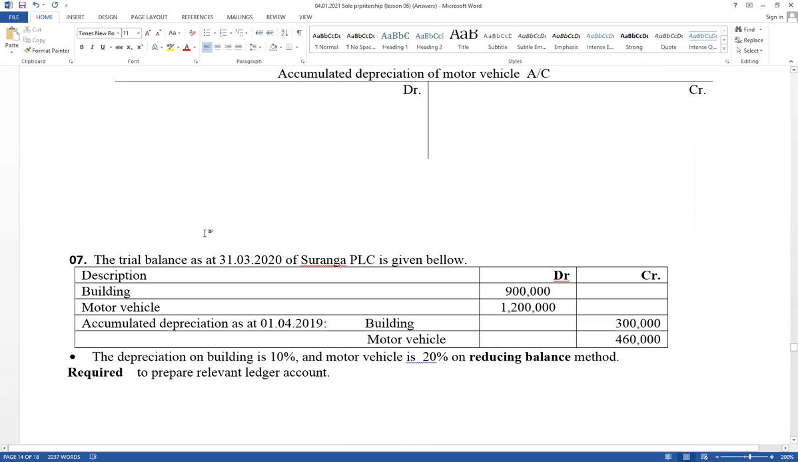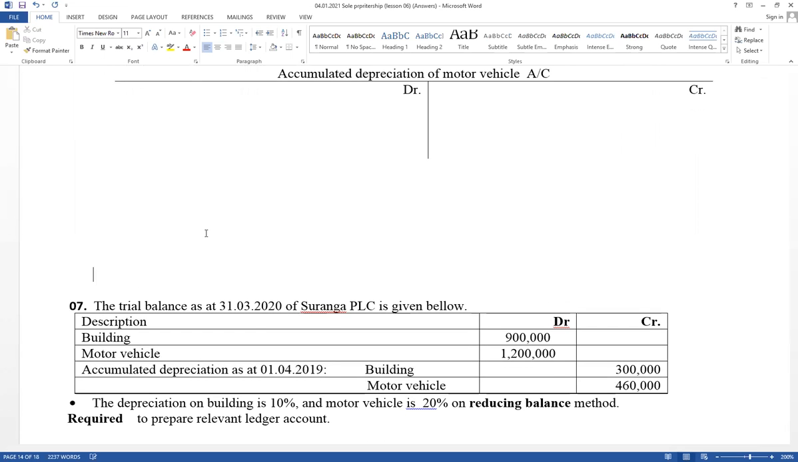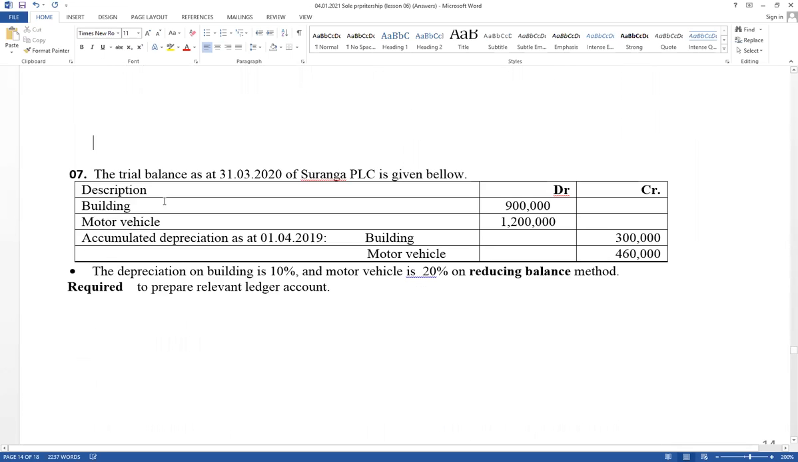Question number 7 is relevant for reducing balance methods. Try to recognize how to calculate depreciation as well as how to record it in the ledger accounts. Reducing balance methods. I have discussed all the straight line basis. The reducing balance method is very important.